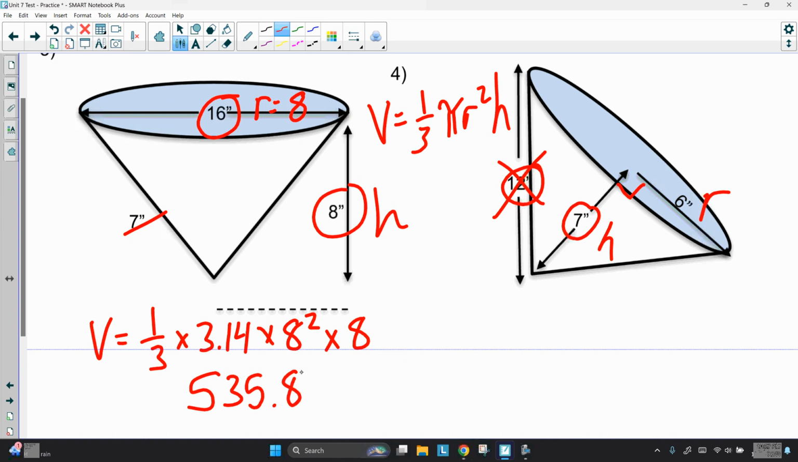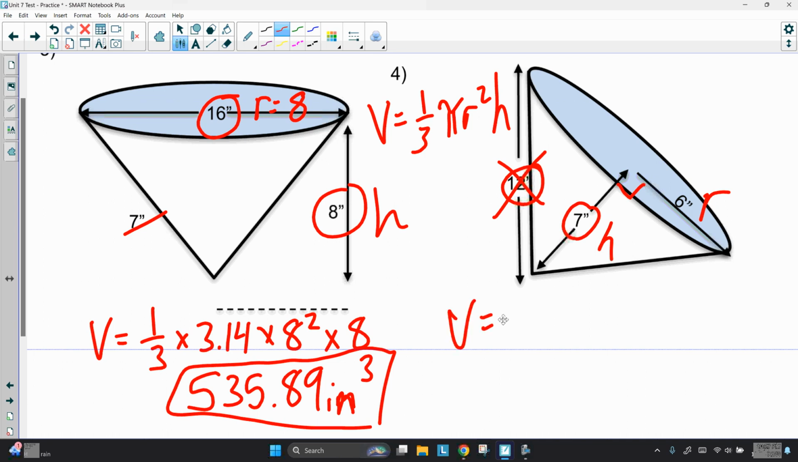And again, these are in inches cubed. Put a little limb there. That's silly. Bam. And again, for the one on the right, plug in what you know. We got our volume, 1/3, times pi, which would be 3.14, times the radius squared, which is 6, times the height, which is 7.